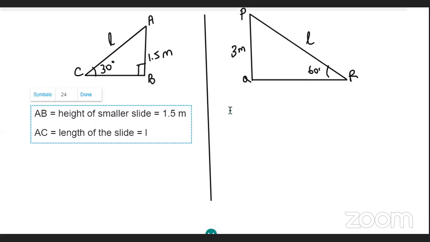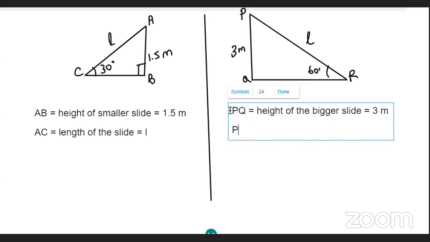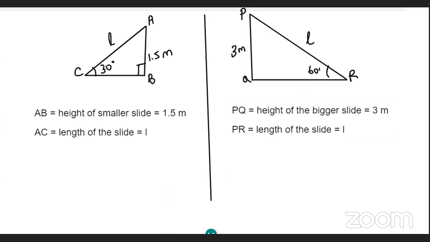Similarly, for the next one, PQ is the height of the bigger slide, which is equal to 3 meter, and PR equals the length of the slide, which I've again taken as L. Okay. Now, which trigonometric ratio should we use here? Sine or cos? Sine. In both the cases, it's sine, right?